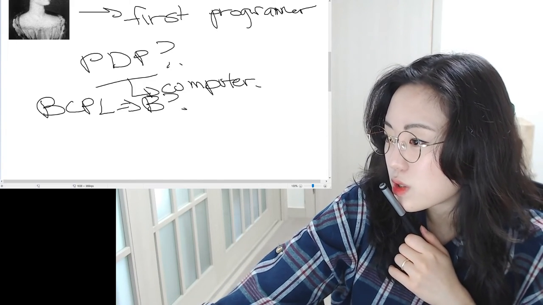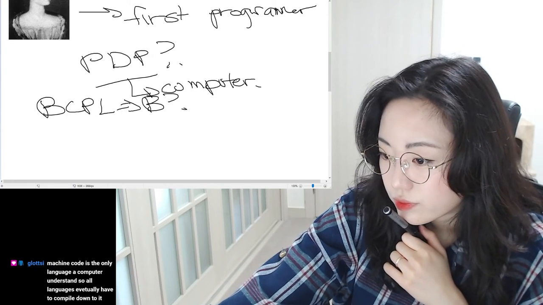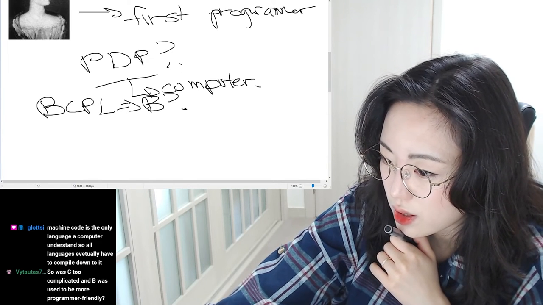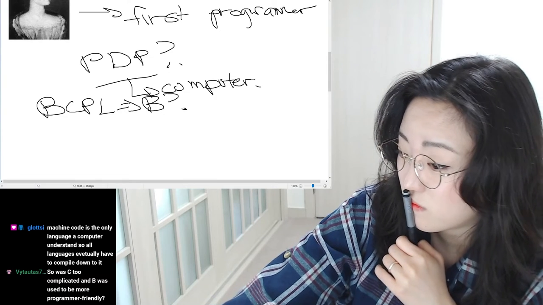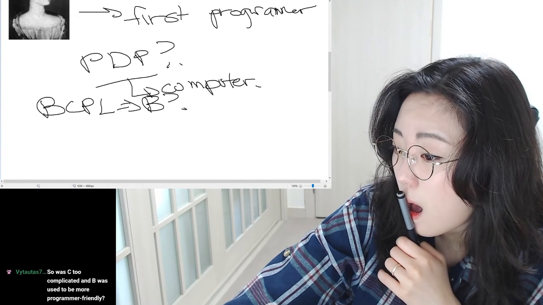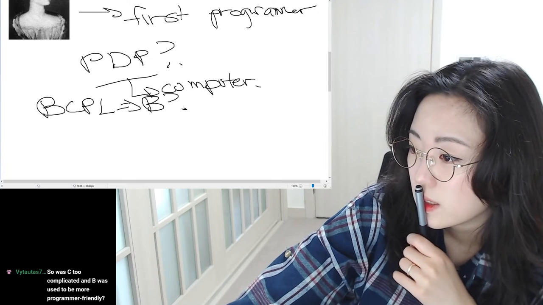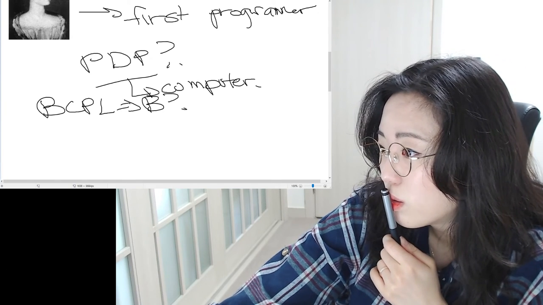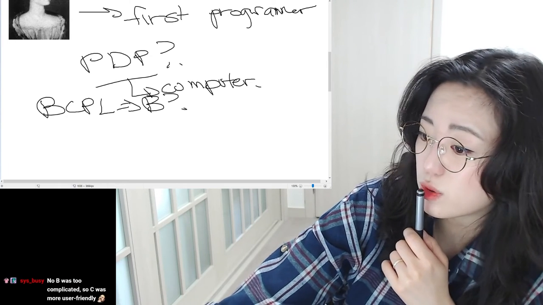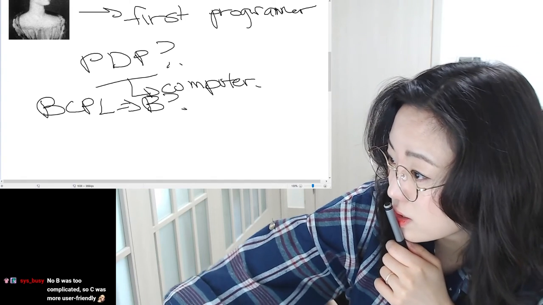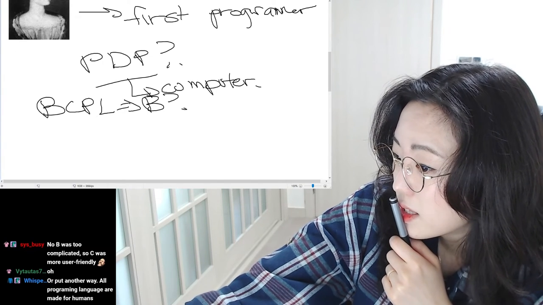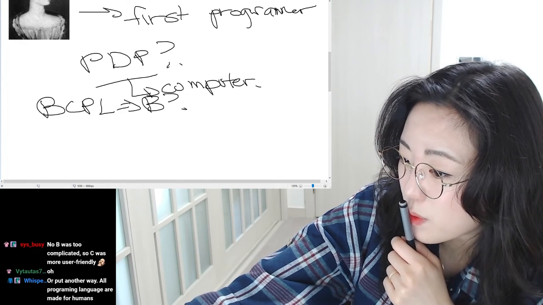The preprocessor was introduced around 1973. Machine code is the only language a computer understands, so all languages eventually have to compile down to it. Machine code. What's a preprocessor? A macro preprocessor for C was introduced in 1973 at the urging of Alan Snyder and also recognized as useful. And then all programming languages are made for humans.